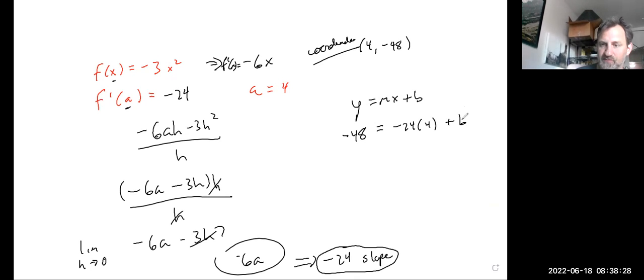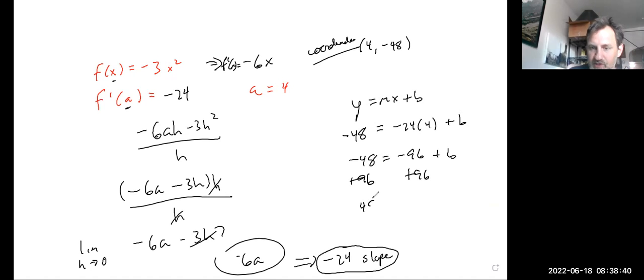And now I'm ready to solve for B. So I think this is negative 96. Negative 48 equals negative 96 plus B. Add 96 to both sides, and we end up with 48 equals B. So the answer then would be y equals negative 24x plus 48.